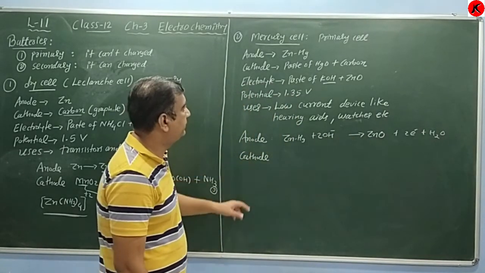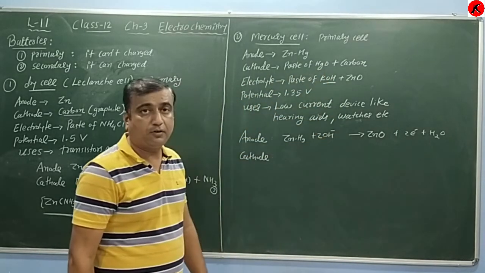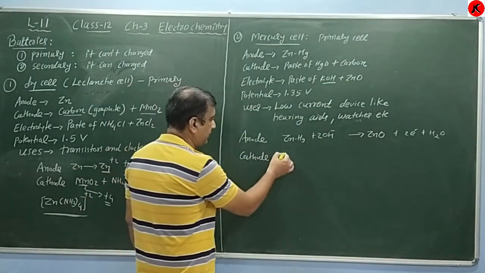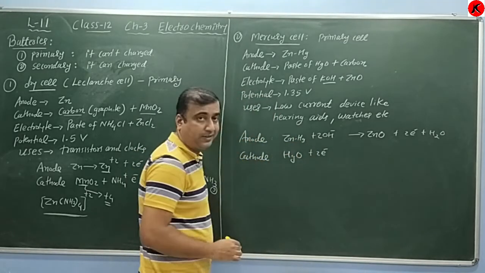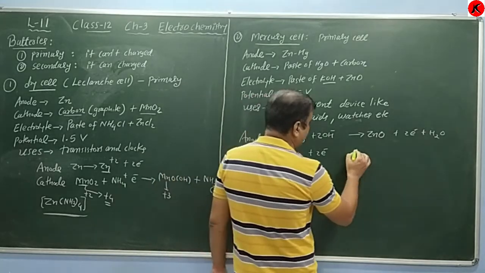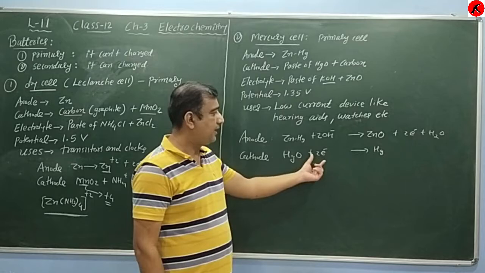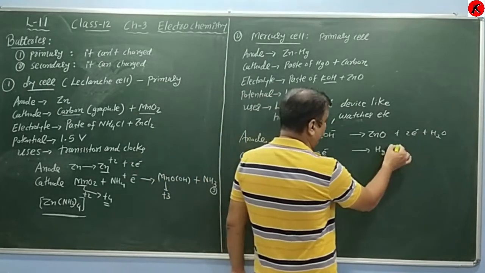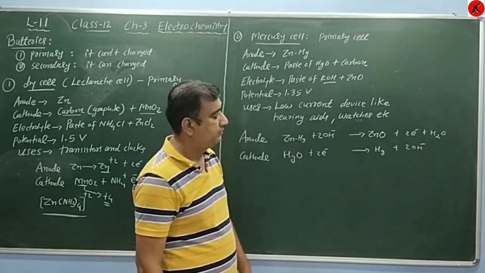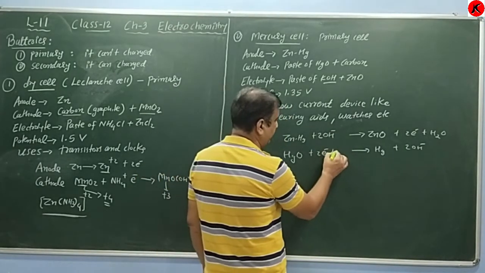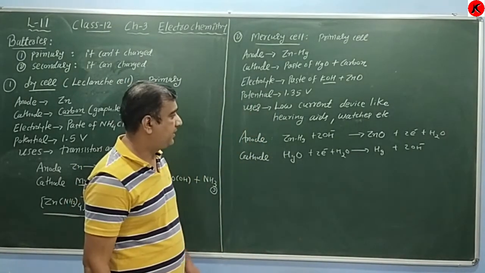Now at the cathode, HgO plus 2 electrons, a reduction reaction, is converted to Hg. Carbon is not involved. Now here a negative charge is there, from the electrolyte OH minus. Now on the right side hydrogen is there, that means H2O. That means the reaction is balanced.